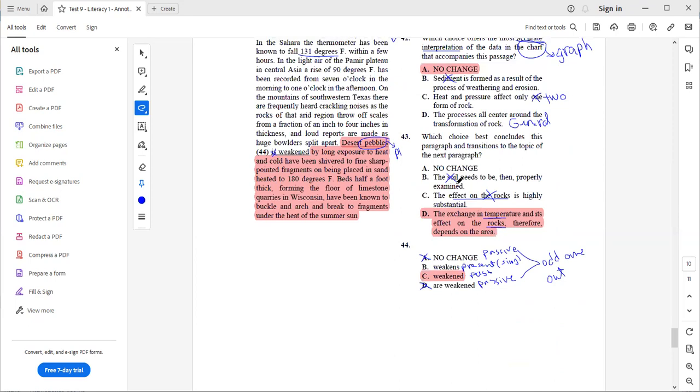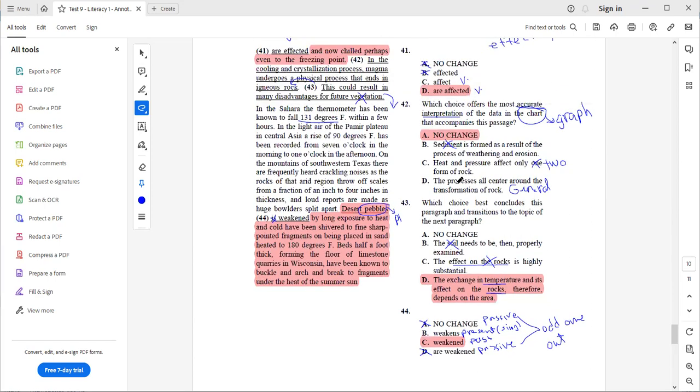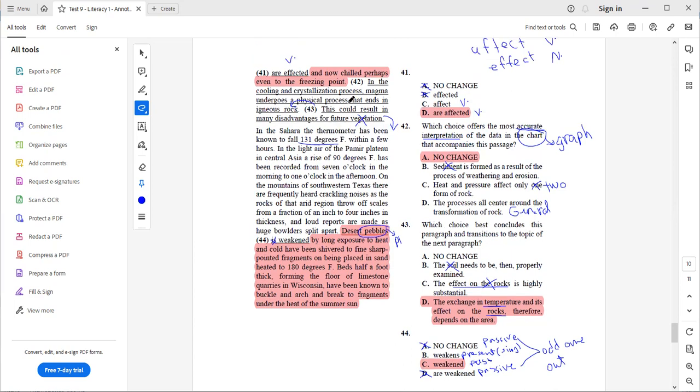Clear, Dr. Hamza? Yes. Okay. Pilot Kareem, 43. Which choice best concludes this paragraph and transitions to the topic of the next paragraph? So that means this is a paragraph, and here the next paragraph.